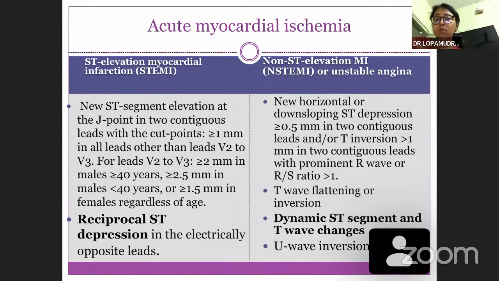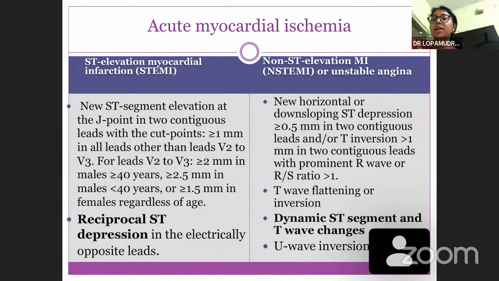And females, regardless of age, it has to be more than 1.5 millimeter. But along with the ST elevation, there has to be reciprocal ST depression in electrically opposite leads. On the other hand, in the non-ST elevation MI, there will be ST depression of 0.5 millimeter or more in two contiguous leads, with or without T wave inversion greater than 1 millimeter in the leads which have a prominent R wave. There may be some other non-specific STT changes.